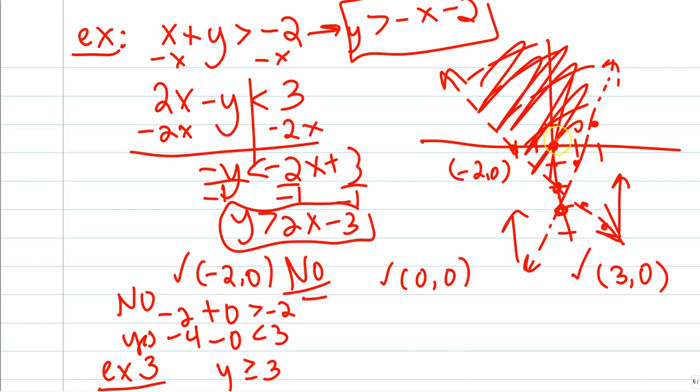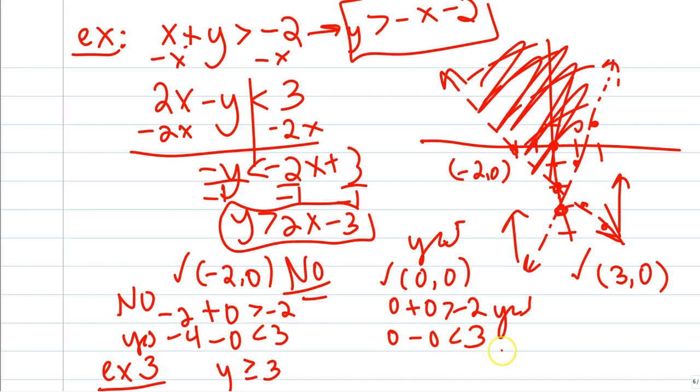What about 0, 0? Well, it looks like it's in the shaded region, so I'm going to say yes. But let's check it algebraically. 0 plus 0 is greater than negative 2. That is true. And on the bottom, 0 minus 0 is less than 3. That is also true.